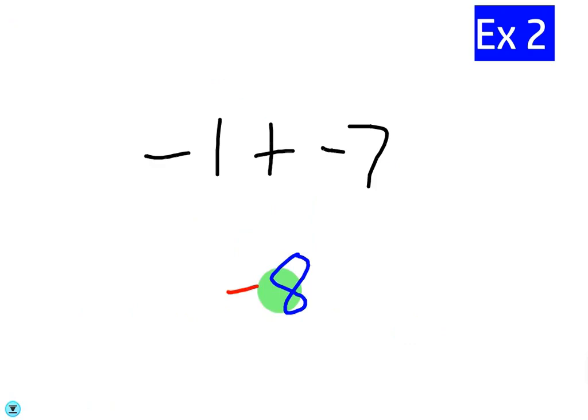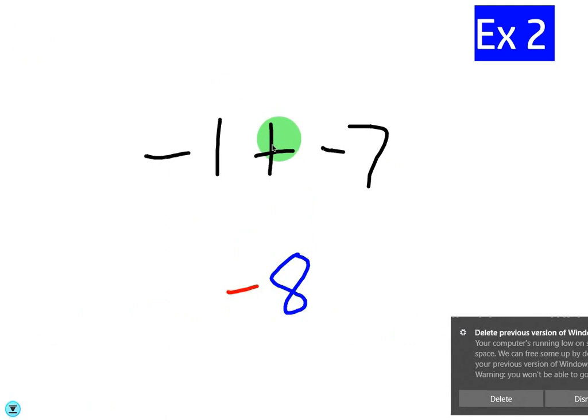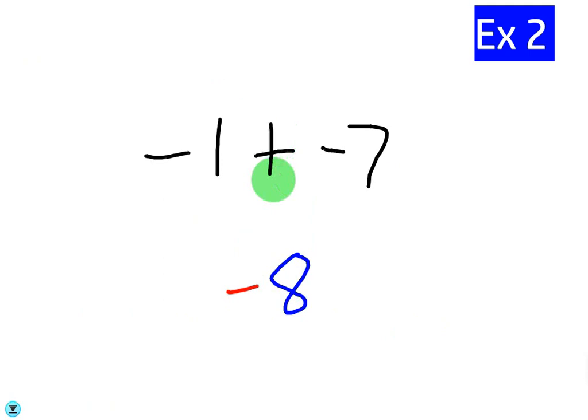Again, this is adding two negative numbers. Notice the plus sign in between. Okay, we're adding two negative numbers. We're not multiplying them. That's a different lesson. Because this is a plus sign, we can just add 1 and 7 and make the answer negative.